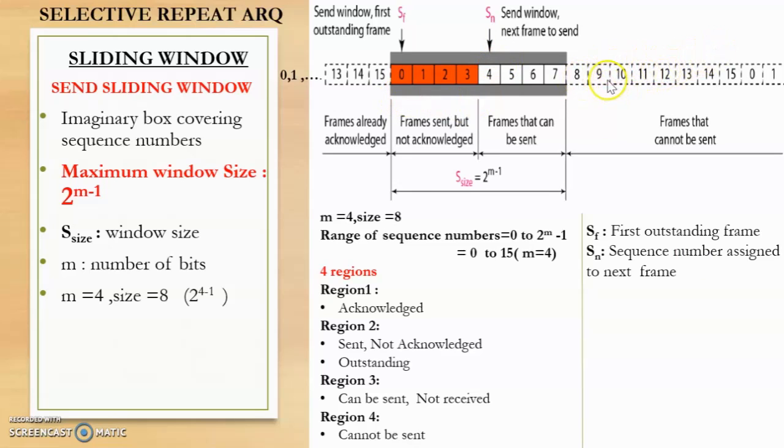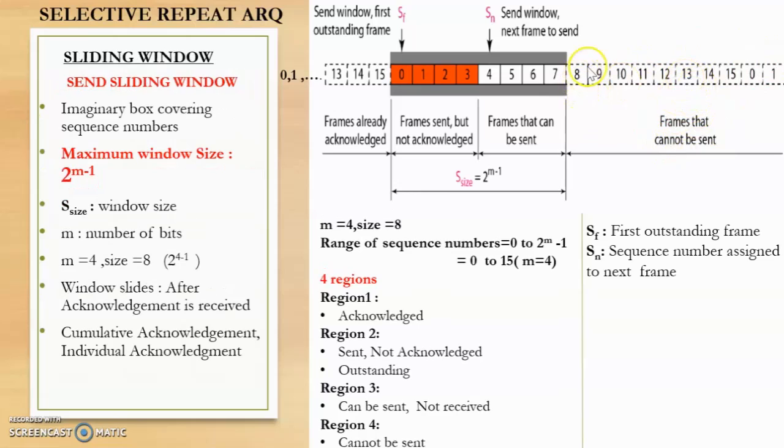Next, this is the last region, which is not part of the window. So these are the range of sequence numbers of the frames that cannot be sent. So the frames with these sequence numbers can be sent only after the window slides, and the window will slide only after receiving an acknowledgement for this frame. And over here in this protocol, the receiver may either send a cumulative acknowledgement or individual acknowledgement. Cumulative acknowledgement means the receiver can send acknowledgement for many frames together, and individual acknowledgement means the receiver can send acknowledgement for each frame separately.